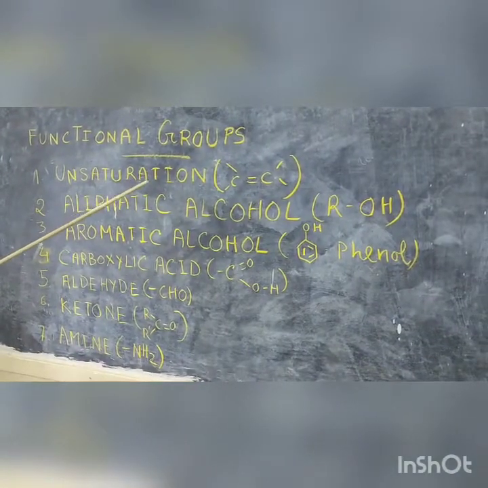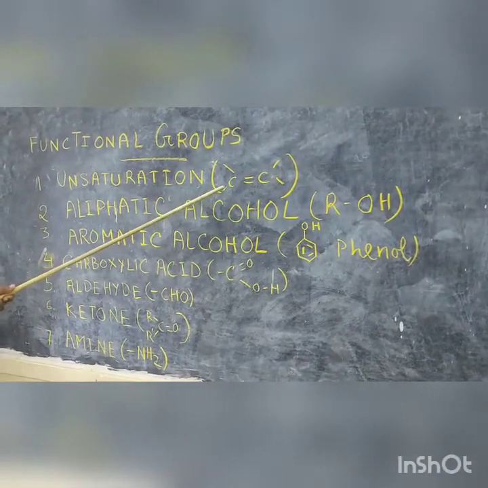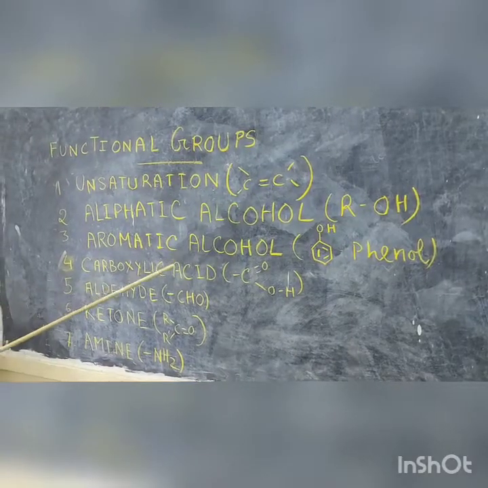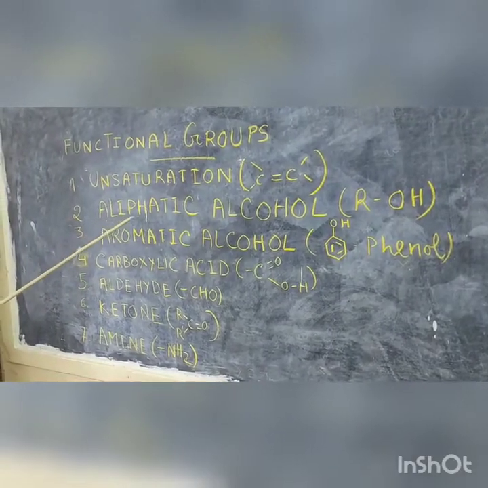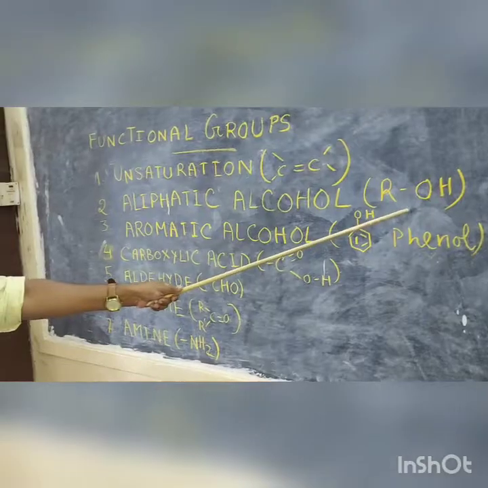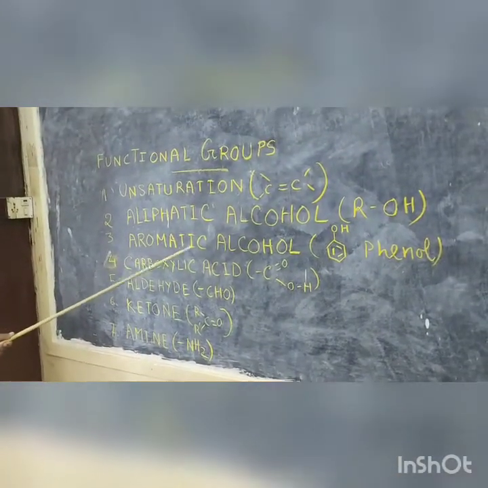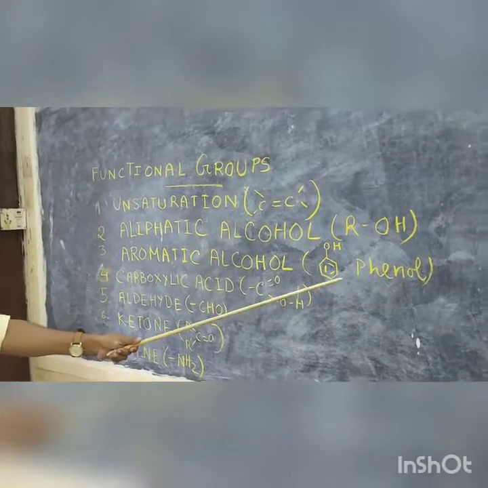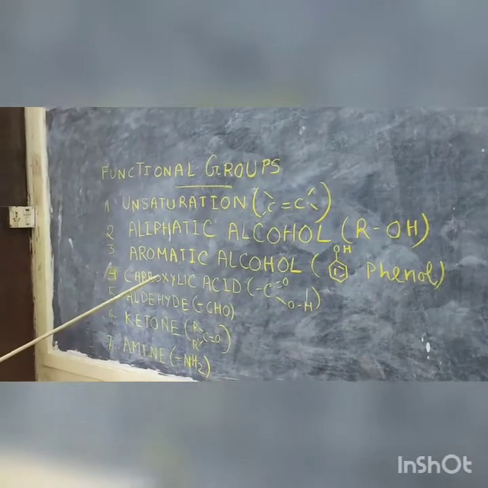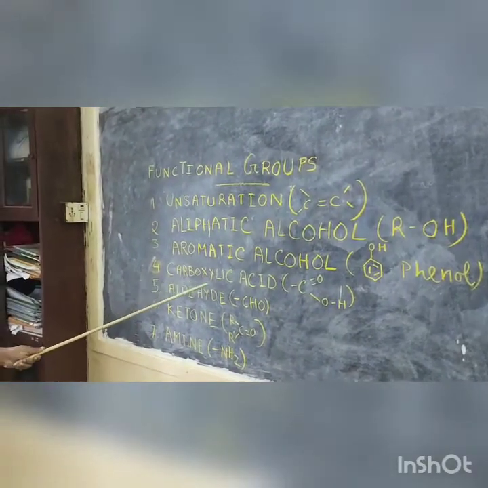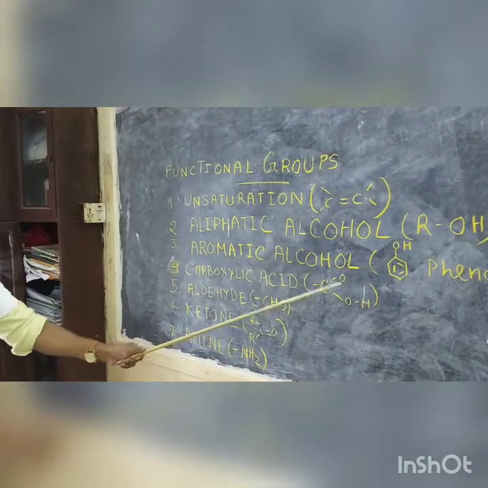First and foremost, unsaturation, okay? Aliphatic unsaturation, carbon-carbon double bond. Second one is aliphatic alcohol, ROH. Third one is aromatic alcohol, ArOH, example phenol, phenolic group. Fourth one, carboxylic acid, COOH.